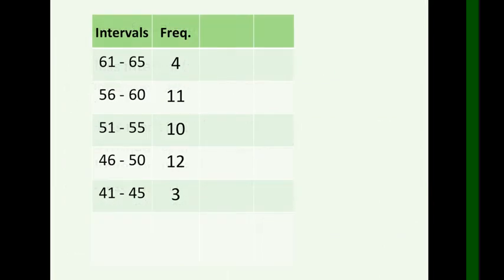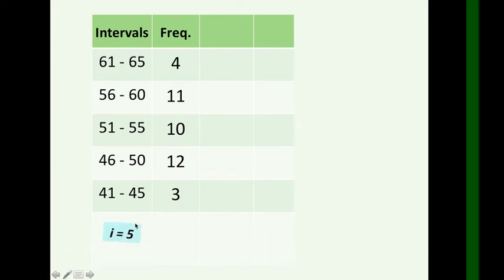Okay, now to solve for the median of the given data, we need to arrange them in a vertical form. So they are standing, okay, from highest to lowest interval. So the highest is 61 to 65 down to 41 to 45, and then just copy their frequency. Okay, now first thing to do is to determine the interval.